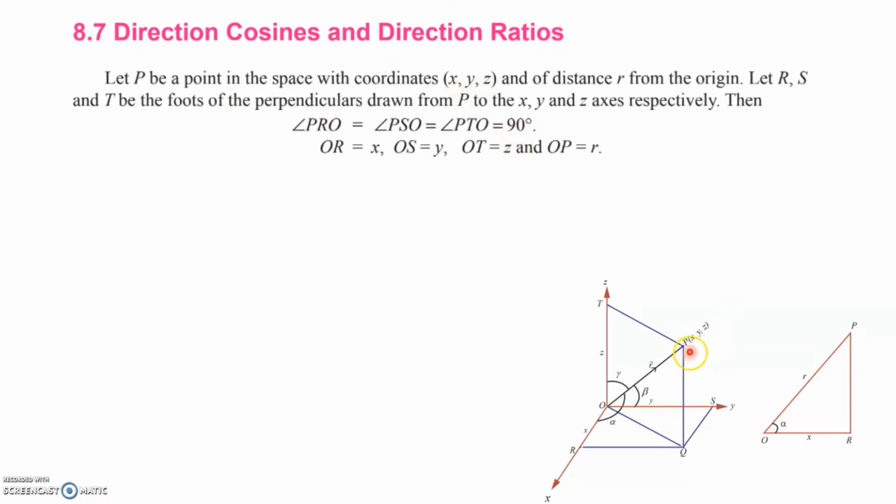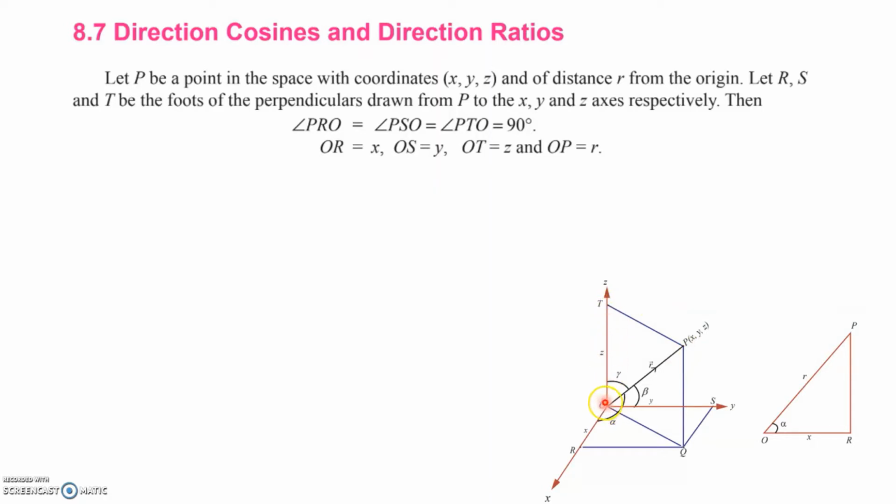So you have P as a point in space with coordinates x, y, and z, and of distance r from the origin. So its distance from the origin is given to be r. Let R, S, and T be the feet of the perpendiculars drawn from P to the x, y, and z axis. What that means is you're drawing perpendicular lines from P all the way to the x-axis, and it meets the x-axis at R, and it meets the y-axis at S, and the third perpendicular from P meets the z-axis at T.